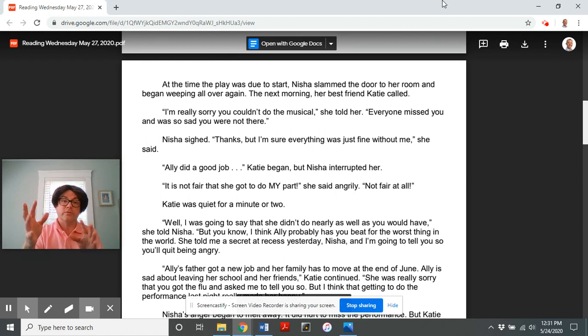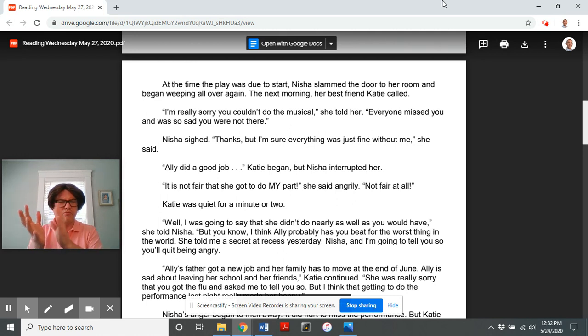And then Nisha stopped being angry at the situation and at Allie because she realized that it was a really special thing to have Allie perform as Maria in the school play. And so Nisha said to Katie, okay, well, listen, thank you for telling me that. And please let Allie know that I'm glad that she got a chance to perform in the school play. And so her feelings changed at the end of the story. And she wasn't feeling angry anymore. She really was genuinely pleased that Allie had got a chance to perform on stage.